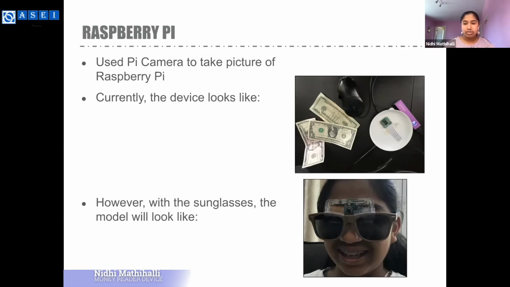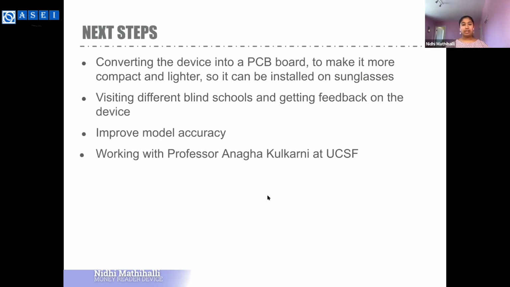Currently, my device looks like this as shown in the top image below, but I'm planning to transfer it down to a Pi camera, a Pi Zero for right now, so it'll look like the version down below. Finally, my next steps are to convert this device into a PCB to make it more compact and lighter so it can be installed on sunglasses. I also plan to visit different blind schools and get feedback on the device so that I can actually see if this device would work in real life.